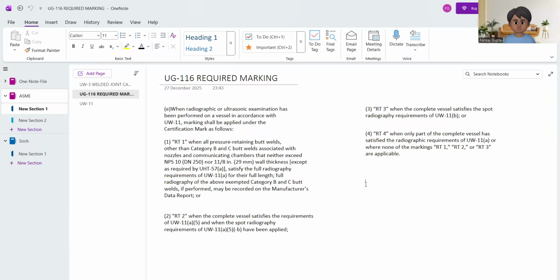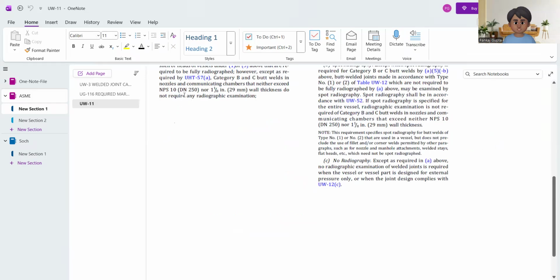Hello, good afternoon. Today we are going to start a new topic, UG 116, related to the required marking in the pressure vessel. As we know, whenever we are manufacturing a pressure vessel, we attach a nameplate to it. On the nameplate, there is a marking. It can be RT1, RT2, RT3, RT4.